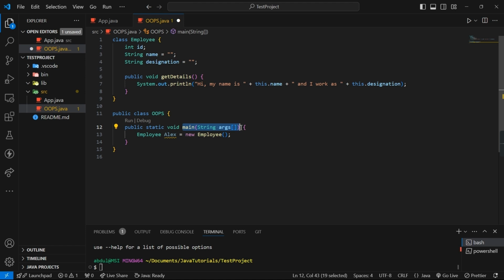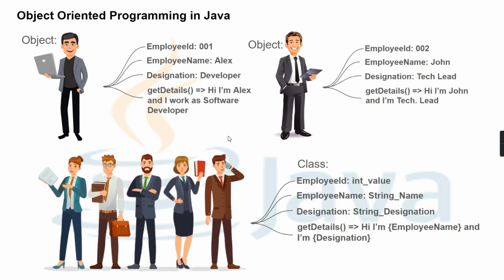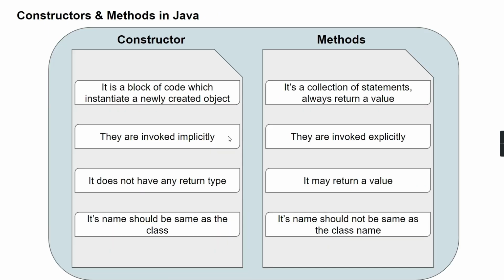Also you can notice in the main function, we have this set of parentheses. So whenever we create a function, we put these parentheses. So this Employee() is also a method or function, but this is a special method that is called a constructor. So let's go and learn more about this constructor, what it does and how it works. A constructor is also a block of code which is used to instantiate a newly created object.